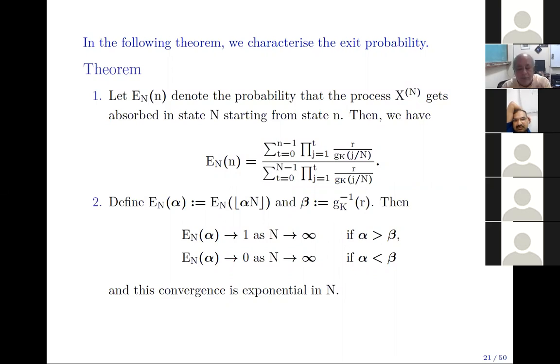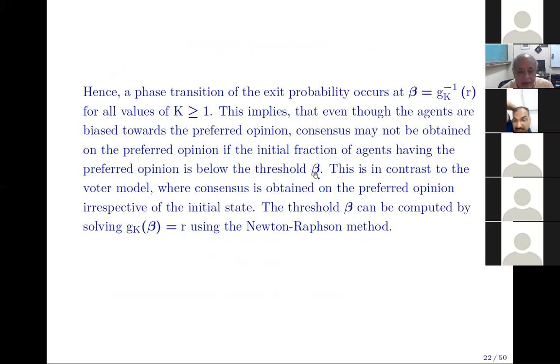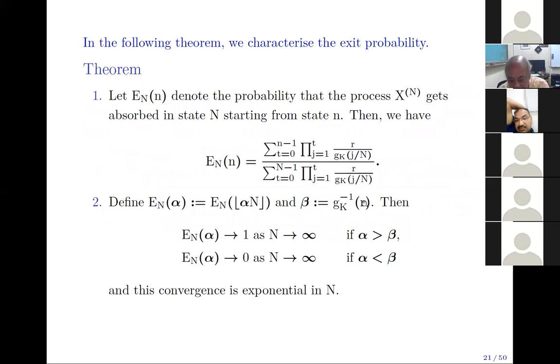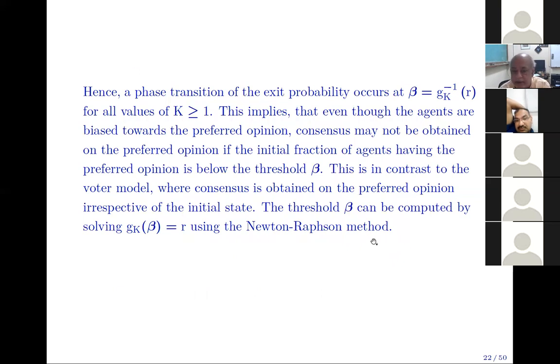In other words, you can start off with a very small group of people having opinion 1, but being biased to their opinion, stronger than the other group with opinion 0. And as long as that is bigger than this quantity, gk inverse of r, the small group of ones will dominate. Otherwise, it won't. So in statistical physics, this is called phase transition. So this is the threshold beta, below which a certain regime occurs. In other words, the society gets absorbed to 0, and above which it all gets absorbed to 1. And because this quantity beta is gk inverse of r, you can solve for beta by the fixed point method or a Newton-Raphson method, by solving this equation, gk(beta) equals r.